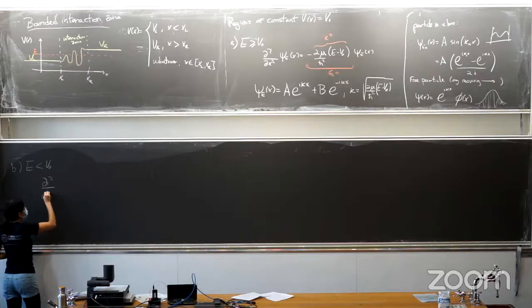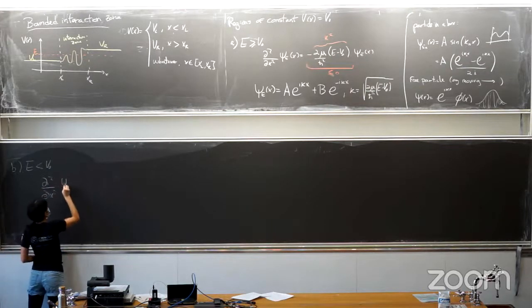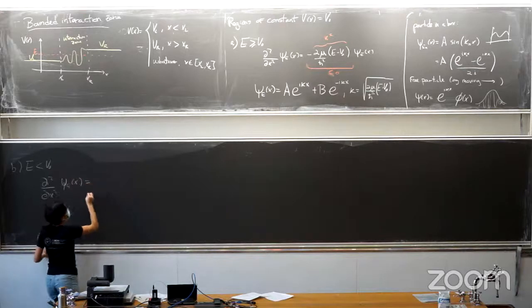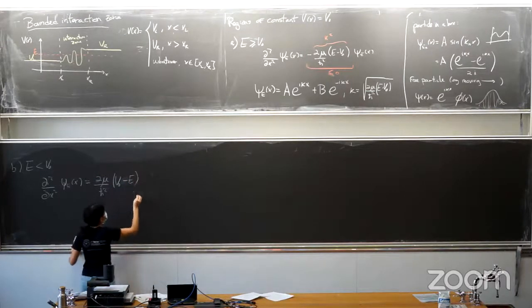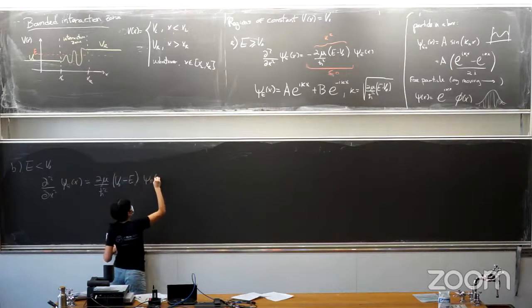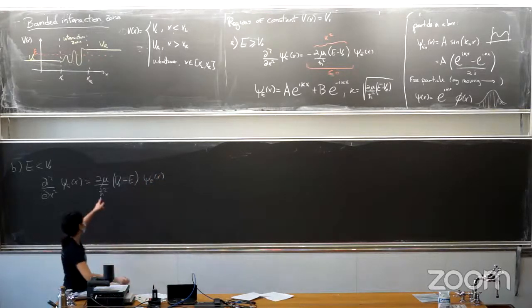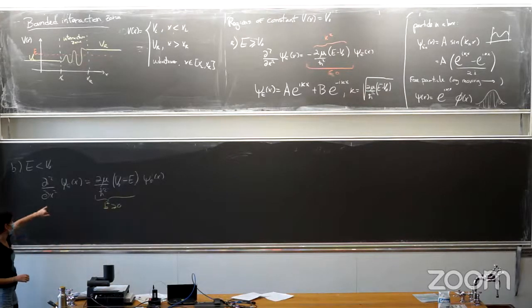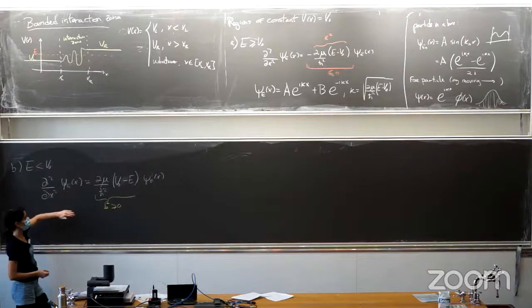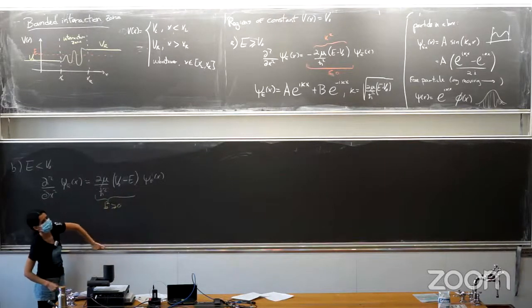So then you get that the square of b equals 2m over h bar squared, times V0 minus E. And now this thing here is larger than 0. And I call it B. I call this B squared, larger than 0. So now we have the second derivative of the function is the function times a constant. And the general solutions for this is the sine or the cosine.